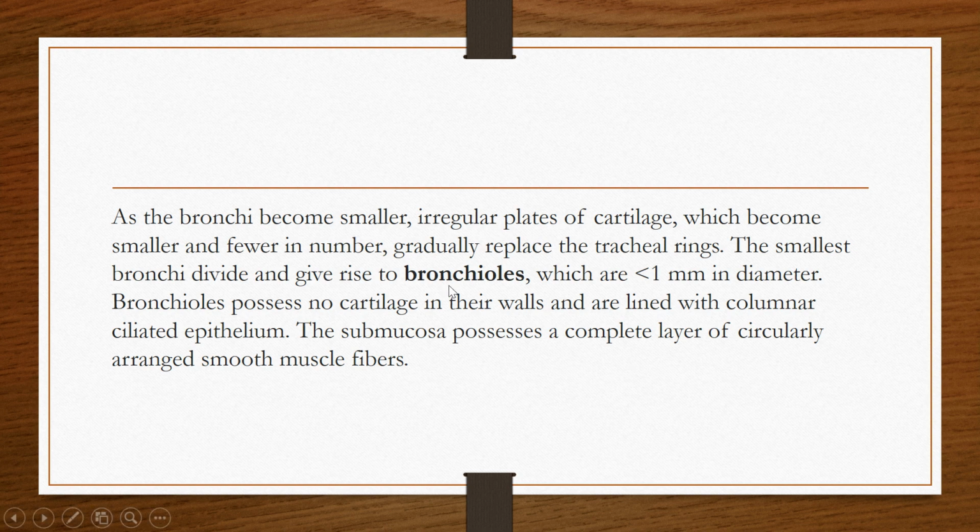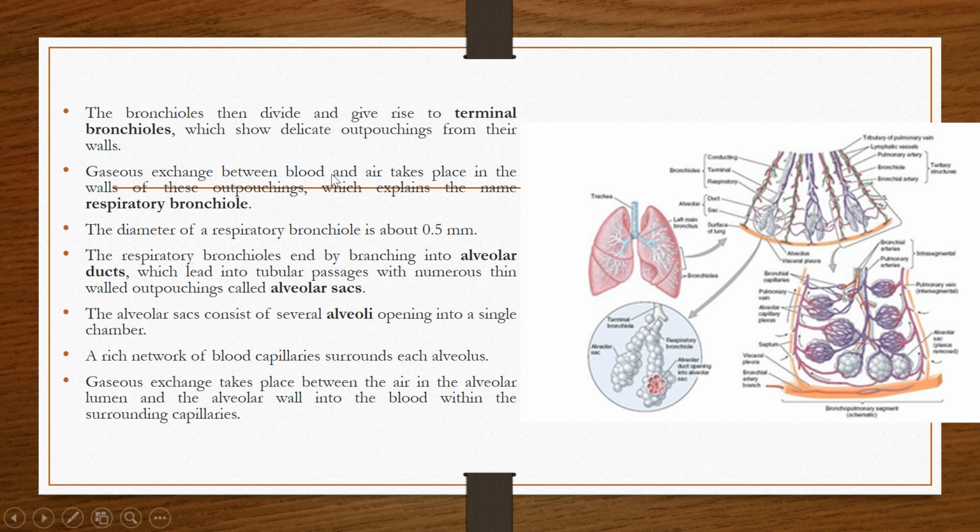We call it a bronchiole when it is less than 1 millimeter in diameter. Bronchioles have no cartilage in their walls and they are lined by columnar ciliated epithelium. All these things you will be reading in histology. Same thing is written here, terminal bronchiole will become respiratory bronchiole. The diameter of the respiratory bronchiole is about 0.5 millimeter. The diameter of the terminal bronchiole was 1 millimeter or less than 1. Then it will become 0.5.